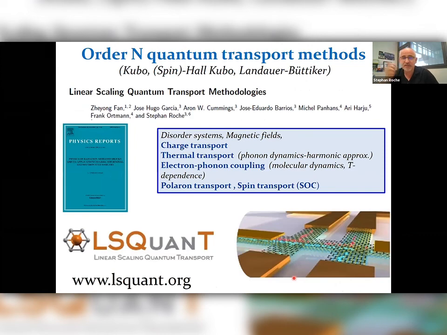So let me just mention that part of the simulations that I've presented have been made using this linear scaling quantum transport methodology, which is essential in order to be realistic in the predictions, and that we have developed a platform in order to make the codes available and to engage partnerships with researchers and with companies.